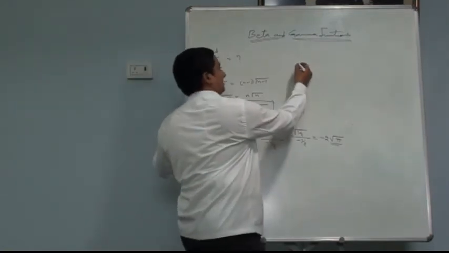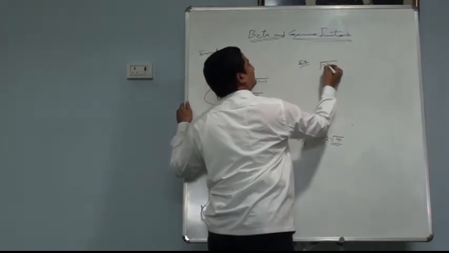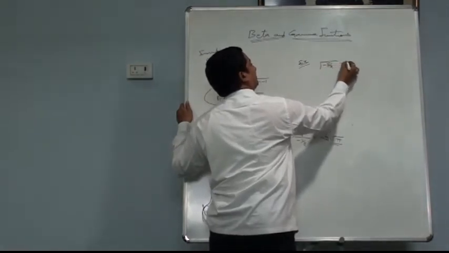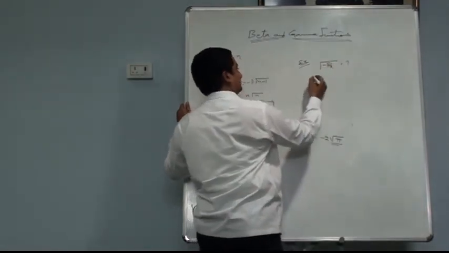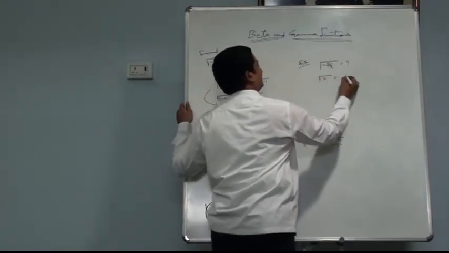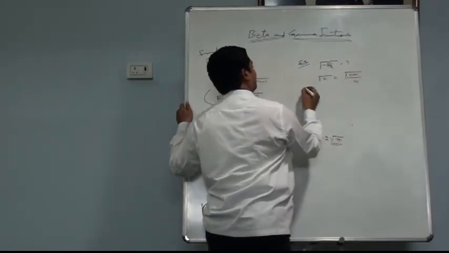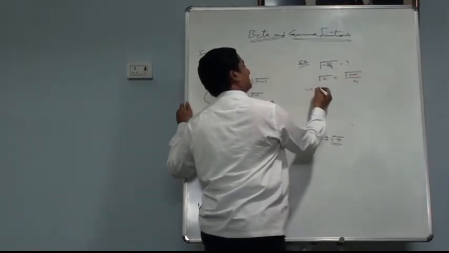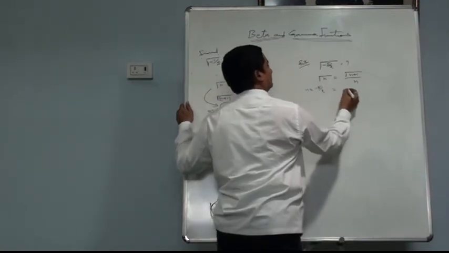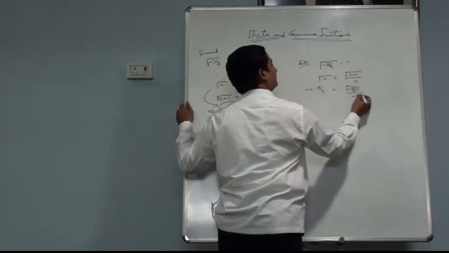I'll give another example to find the value of gamma of minus pi by 2. Gamma of minus pi by 2. Now once again I am taking the same formula, gamma n is equal to gamma of (n plus 1) by n. Now if I take n equal to minus pi by 2, this is going to be gamma of (minus pi by 2 plus 1) by minus pi by 2.